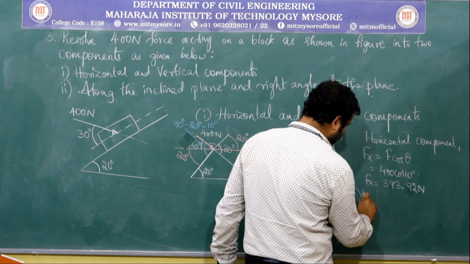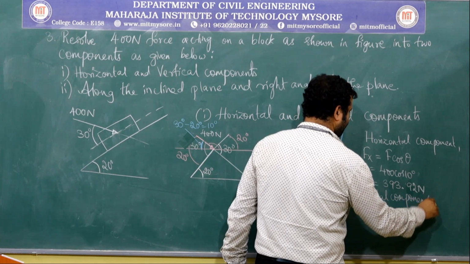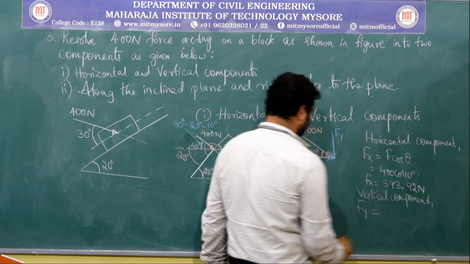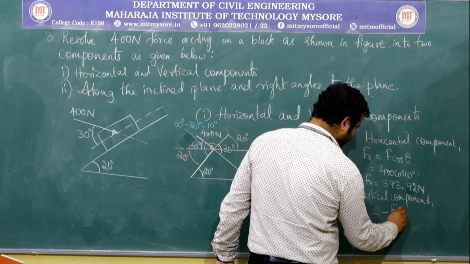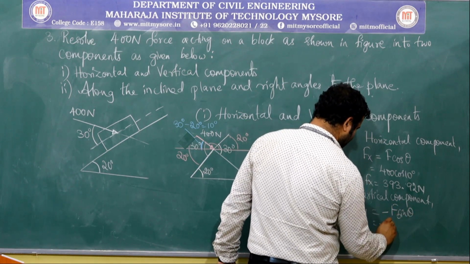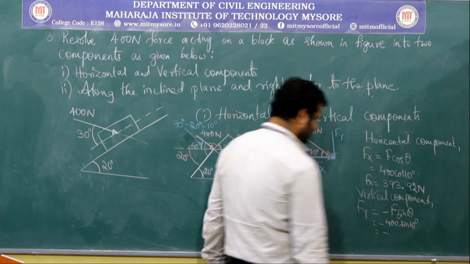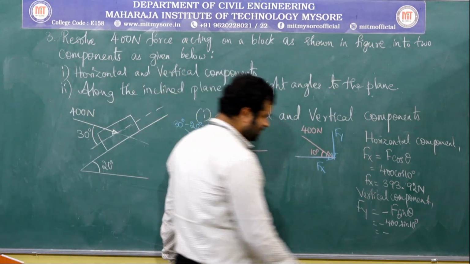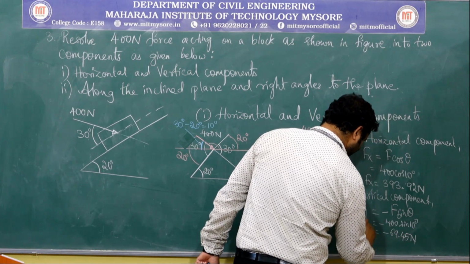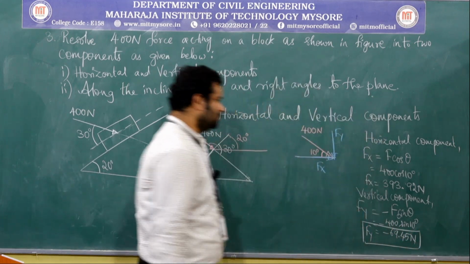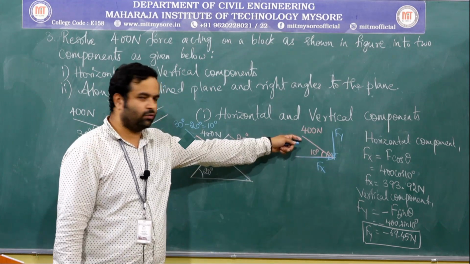Similarly, its vertical component can be found out. Fy is equal to, Fy is measured downwards. So the sign should be minus F sin theta, which is equal to minus 400 sin 10 degrees, which is equal to minus 69.45 Newton. So this is the x and y component, or the horizontal and vertical component of 400 Newton force.